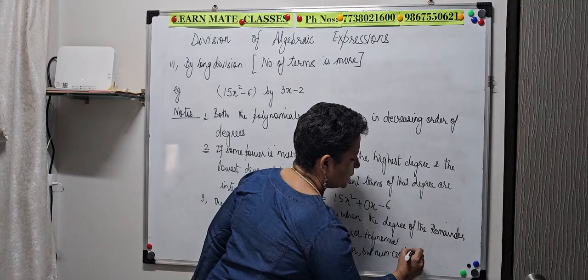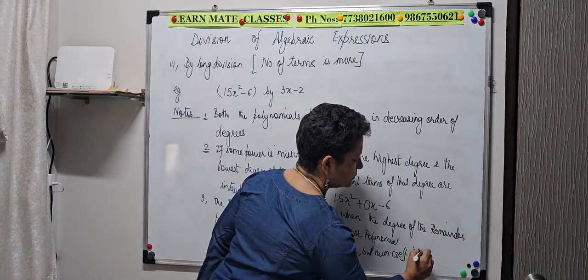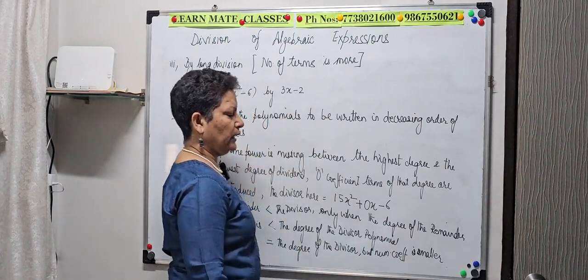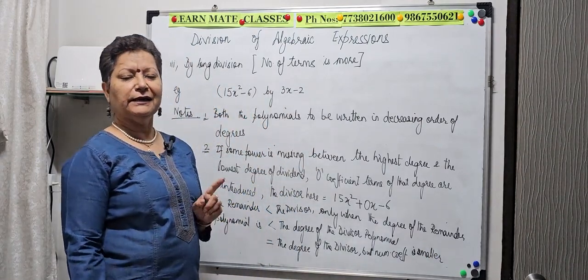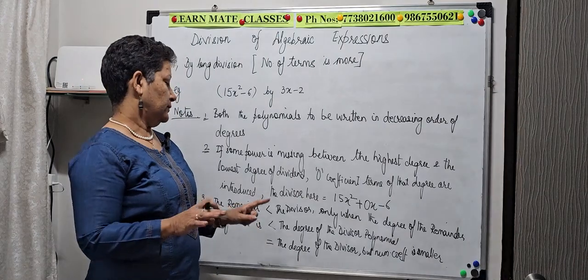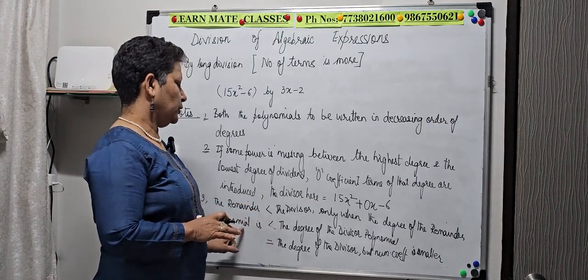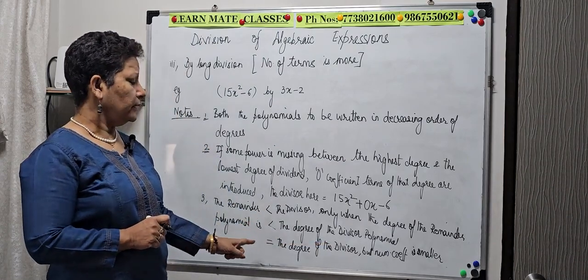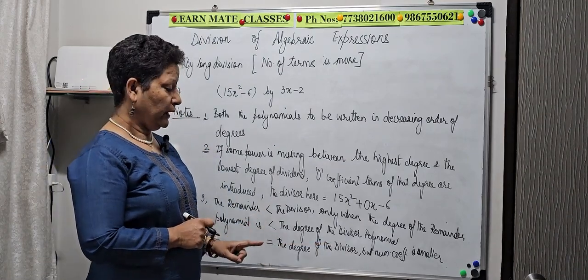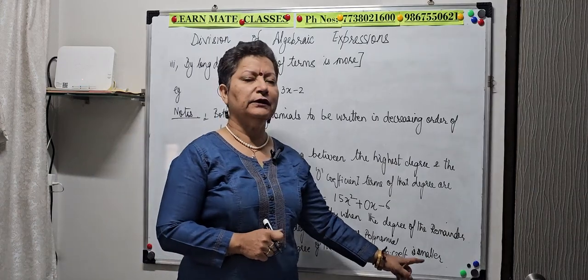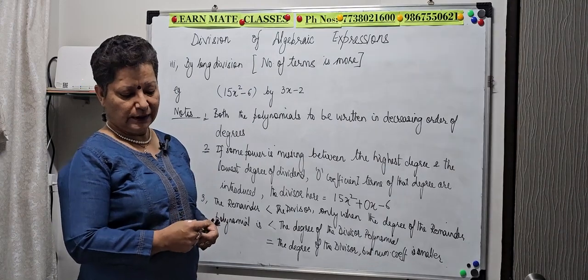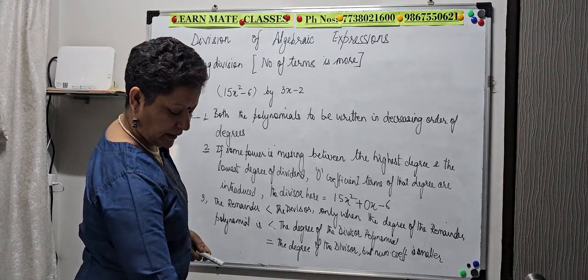Is a smaller number. So you have two cases. When will we consider that we reach the end of the division? Either the degree of the remainder polynomial is less than that of the divisor polynomial, or it can be the same. But then what do we have to check? That the numerical coefficient in the remainder is less than that of the divisor. So these are the things that you need to keep in mind when we start the division.